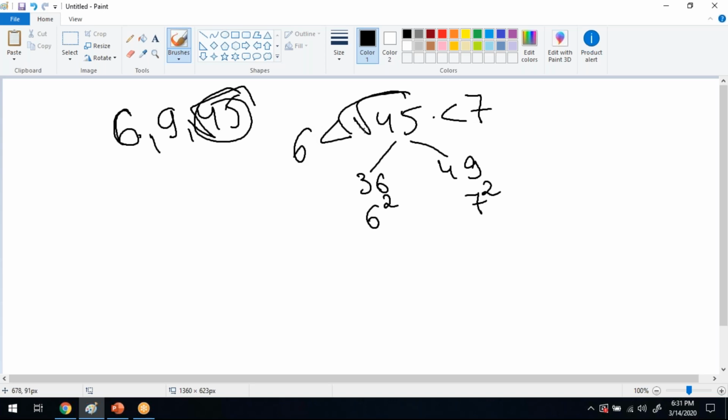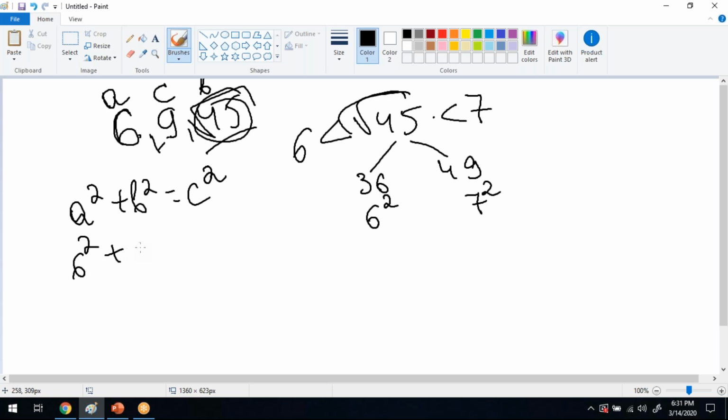So I understand that this is not the longest side. The longest side will be 9. So my hypotenuse will be 9. My C will be 9. A will be 6. And B will be square root of 45. A squared plus B squared equals C squared. In order for this to be a right triangle, this equality should hold. Let's plug in the numbers.